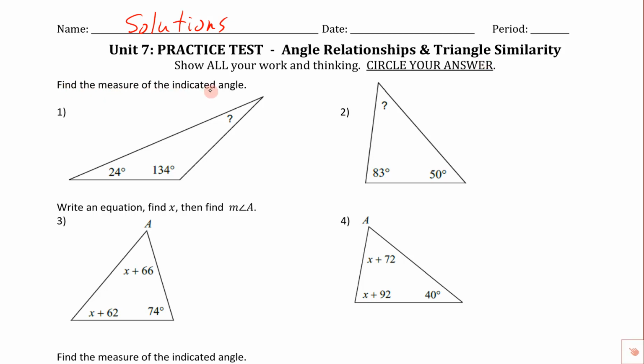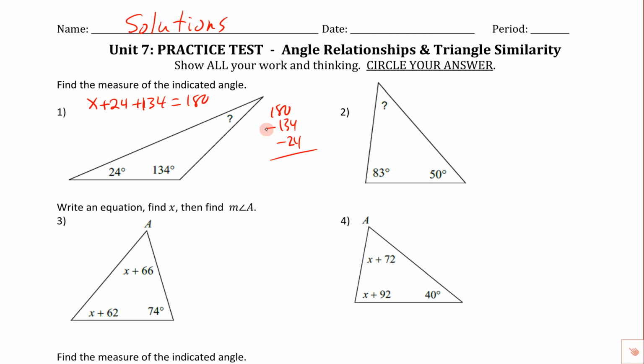It says find the measure of the indicated angle. So the angle that we're missing is right here, and this is just one of those classic triangle sum theorem problems. If you wanted to write down an equation and write down, okay, I don't know what that angle is, but I do know if I add all of these angles up, then I end up with 180 degrees, you are totally welcome to do it like that. If you want to just show 180 and then subtract 134 and then subtract 24, that's totally fine. Either way would be okay. If it does say write an equation though, you need to make sure that you write an equation.